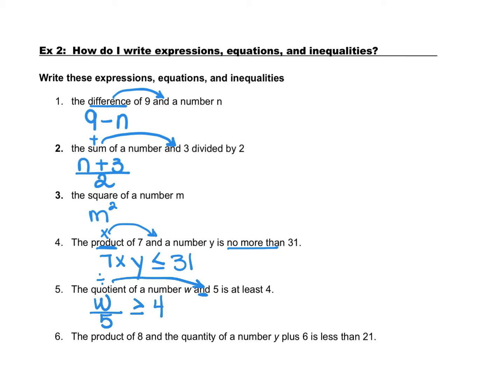And our last one here, it says that we have the product of 8 and the quantity of the number y plus 6 is less than 21. Oh, there's a lot there. All right, let's start with our product. Product we know is multiply. So 8 times, and I'm going to use parentheses here, the quantity of a number y plus 6. All right, so the quantity of the number y and 6 is almost like saying the sum of the number y and 6, is less than 21.